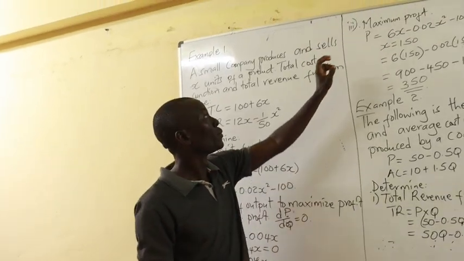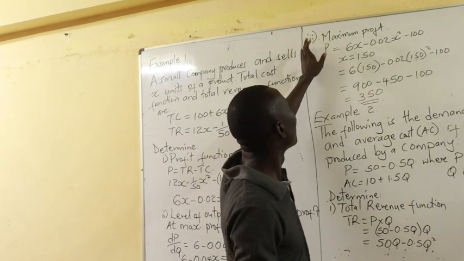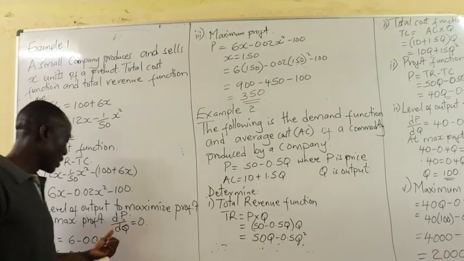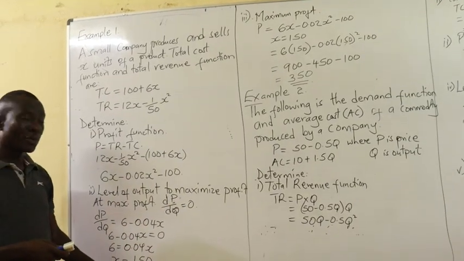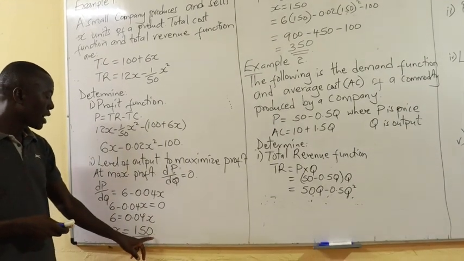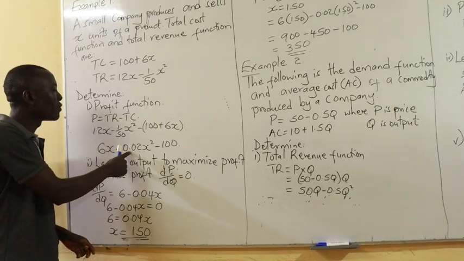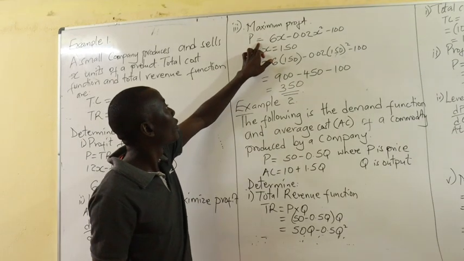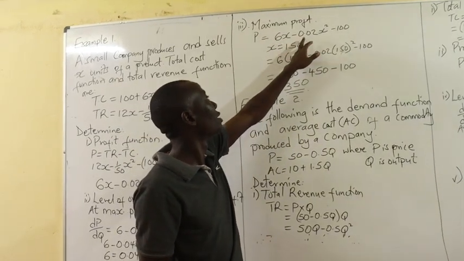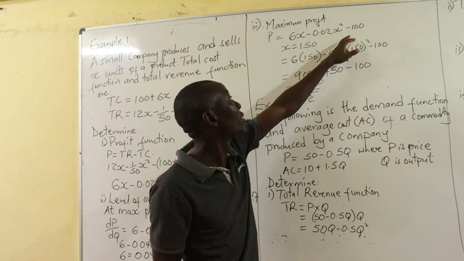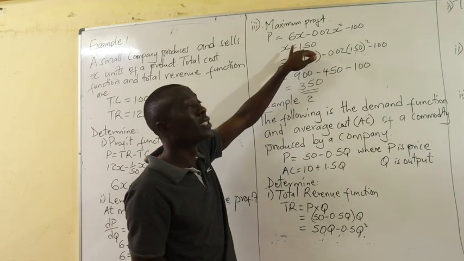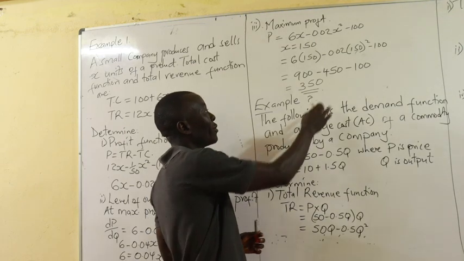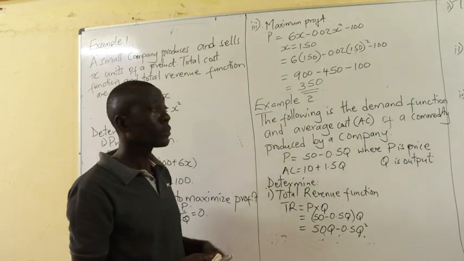Now, our third part was to find the maximum profit. So having found the quantity that will maximize profit as 150, we will substitute this 150 into the profit function we had found earlier. And therefore, our profit is 6x minus 0.02x squared minus 100, but we know that x is 150 as we have calculated earlier, and therefore when we substitute, we get our maximum profit as 350.